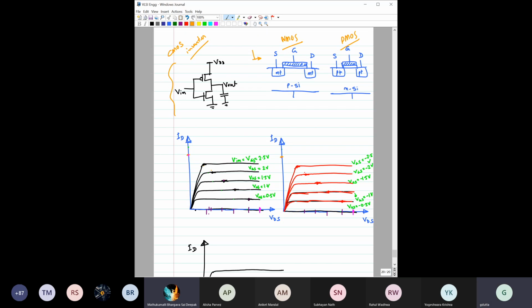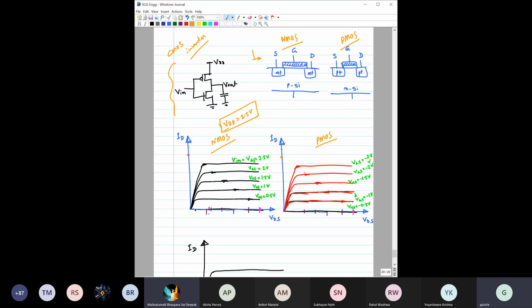So here, this is the NMOS characteristics, and here it is the PMOS characteristics. Let us see the NMOS characteristics. Let us say that VDD is equal to 2.5 volt. VDD keeps on changing depending on the technology node. For some technology node, VDD is 5 volts. For some, VDD is 2.5 volt. For some technology node, VDD can be even as low as 1 volt, right?